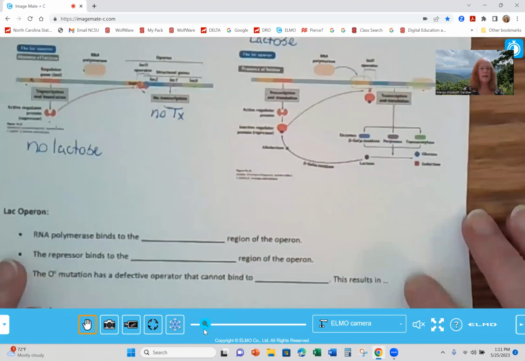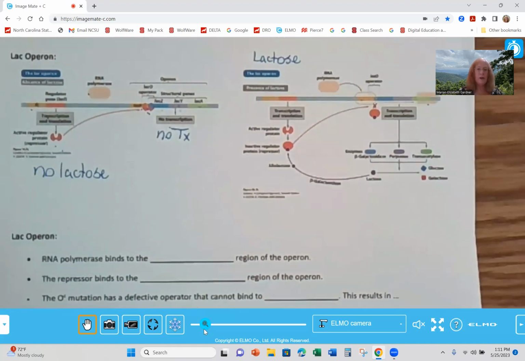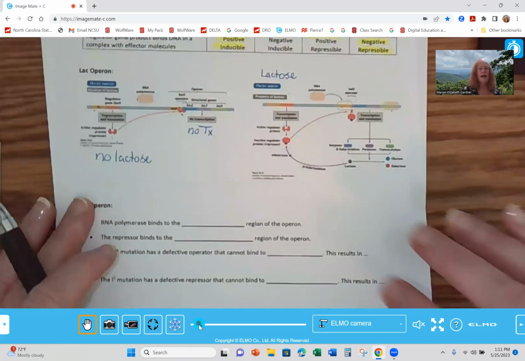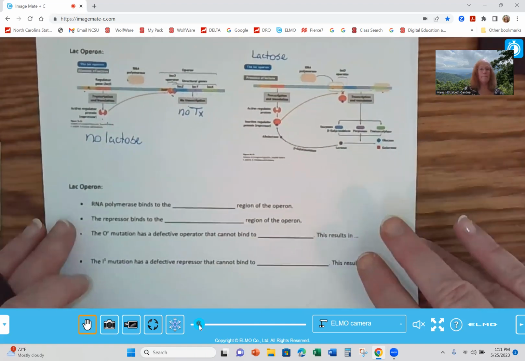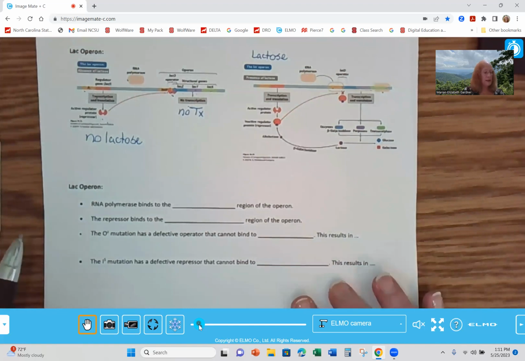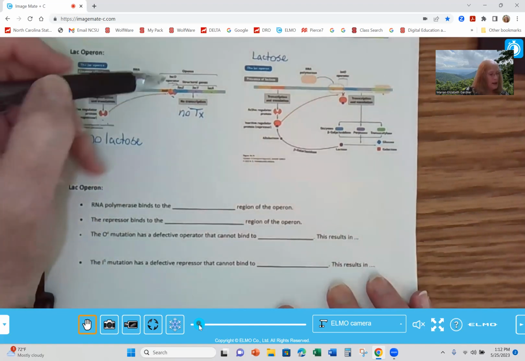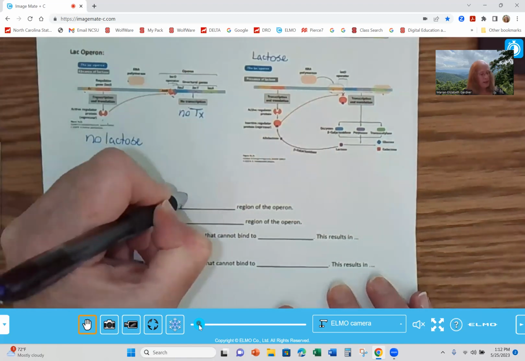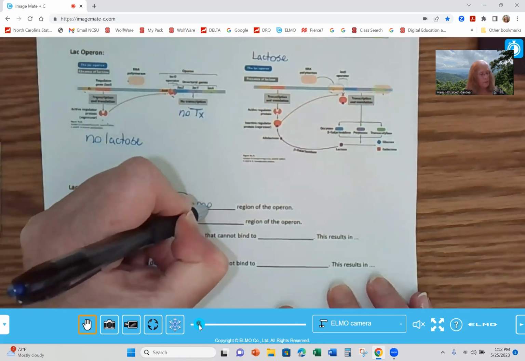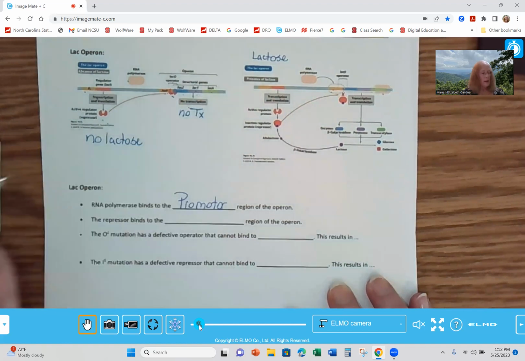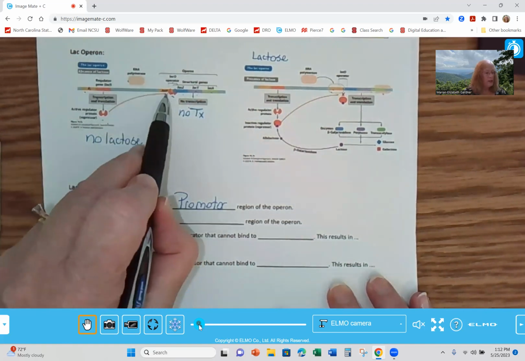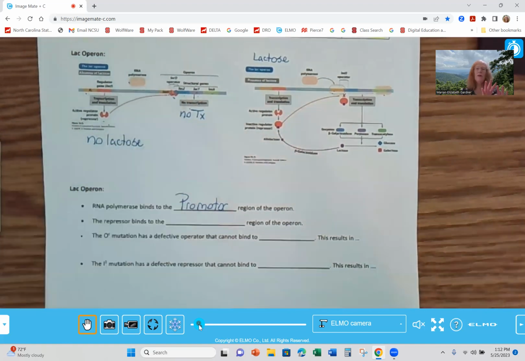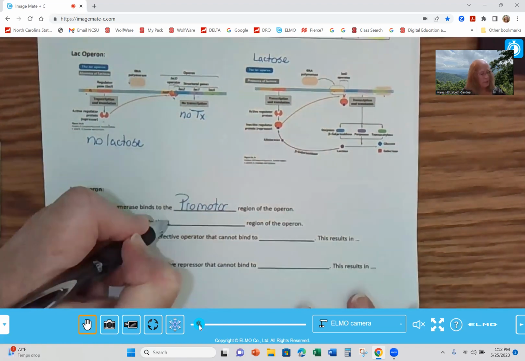So let's look at this a bit more, and I'm going to have to shrink this down now so we can see both the questions and the reactions at the same time. Okay, so RNA polymerase, where does that bind? It binds to this area here, which is called the P region, and P stands for promoter. The repressor binds to the region that kind of overlaps with the promoter and that first structural gene. It's called the operator.